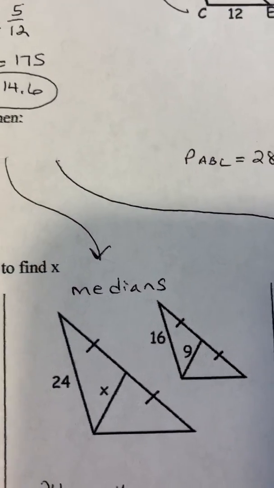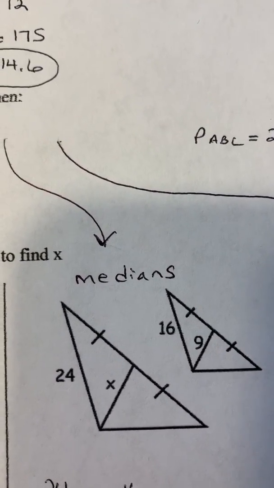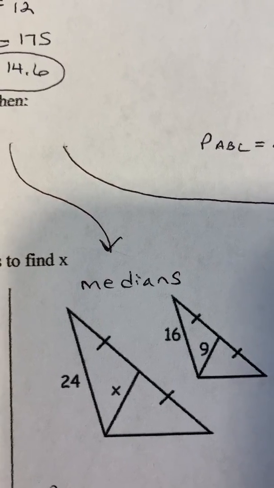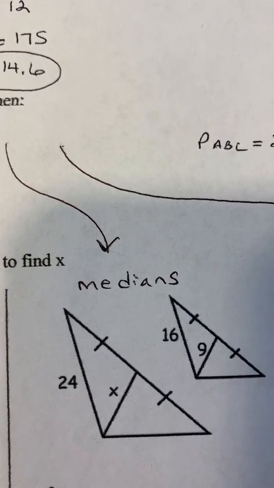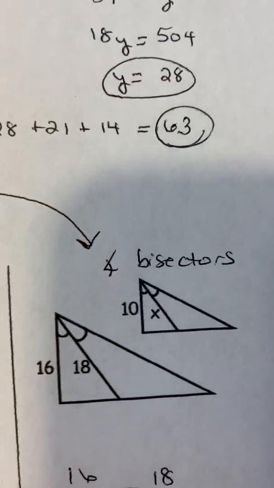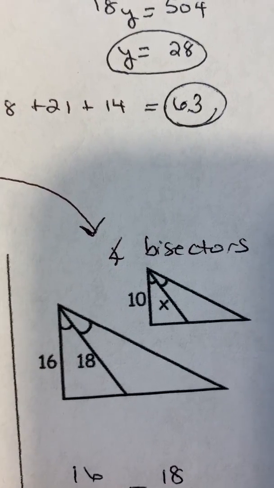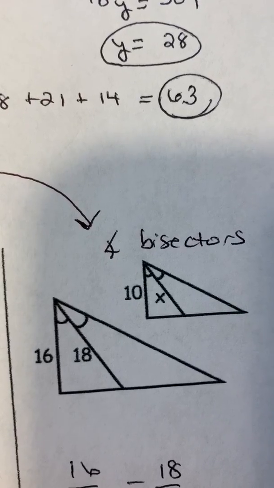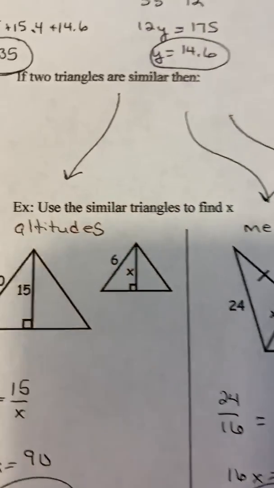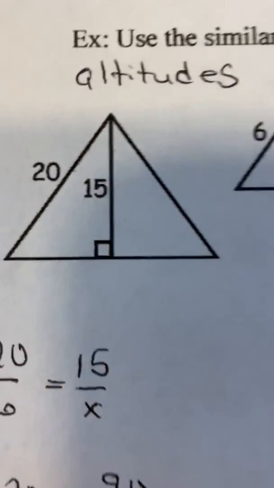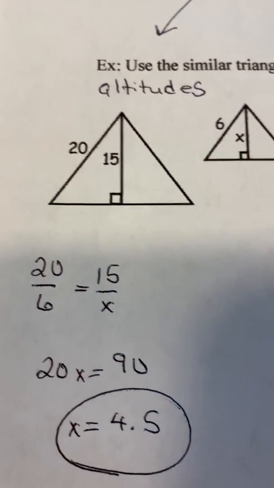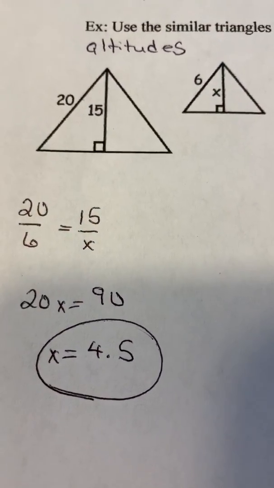Same thing's going to happen if they have medians. Look at your corresponding sides. 24 and 16, X and 9. Look at the corresponding sides and parts in angle bisectors. 16 and 10, 18 and X. All of those corresponding sides are the exact setup for the problems. I'll pull back so you can see the whole figure there.